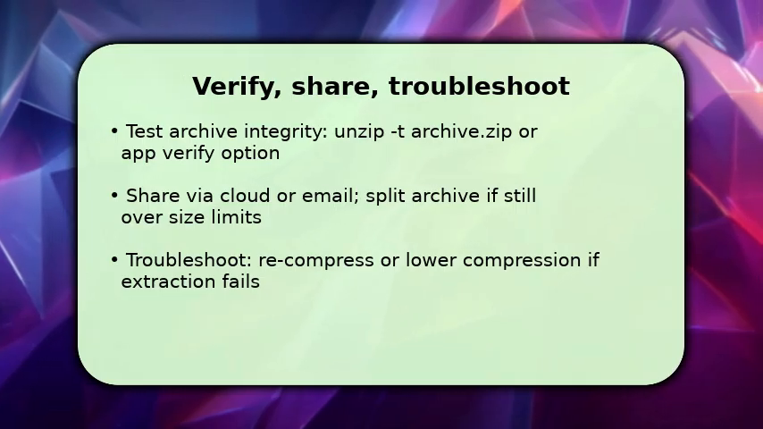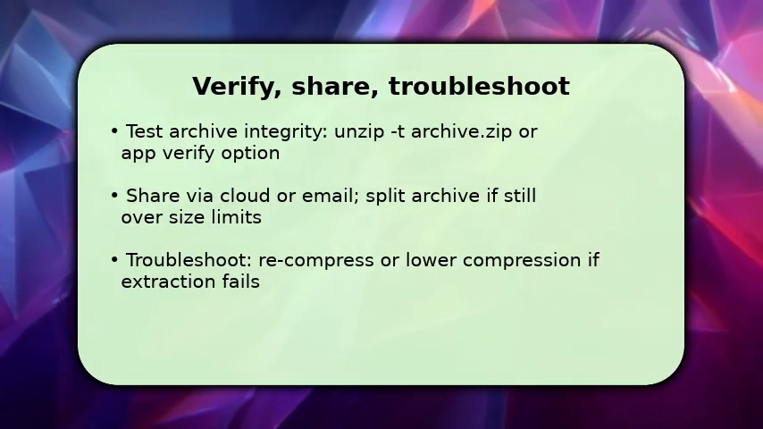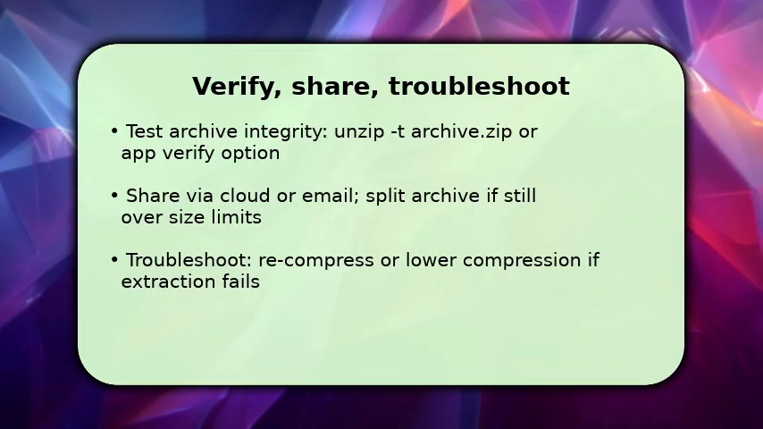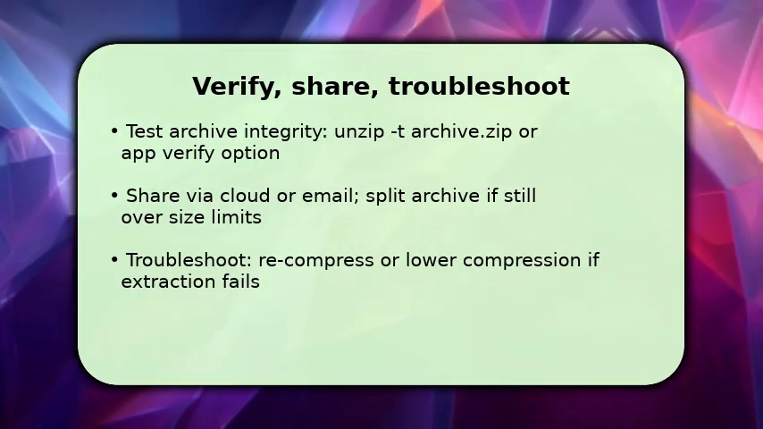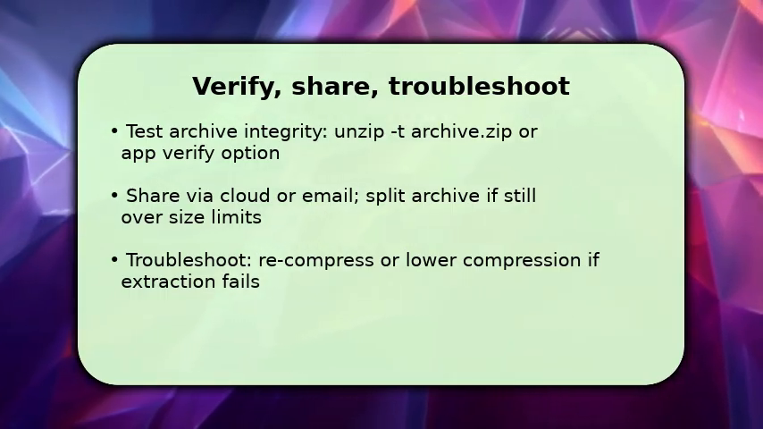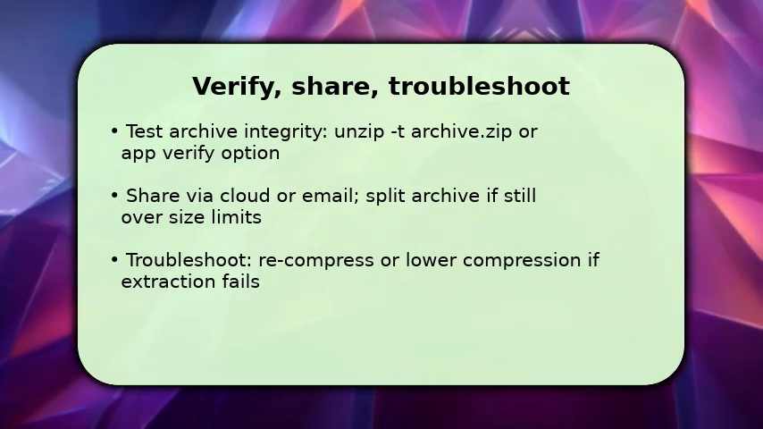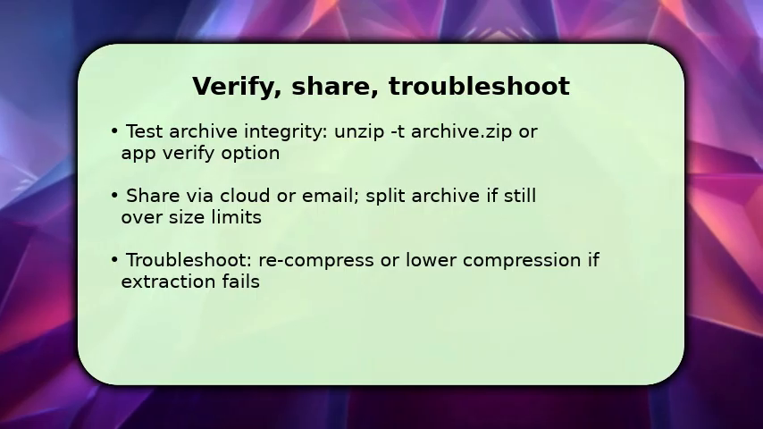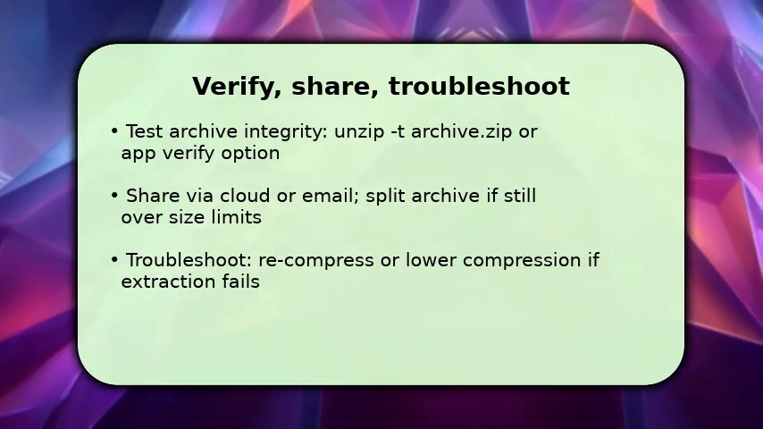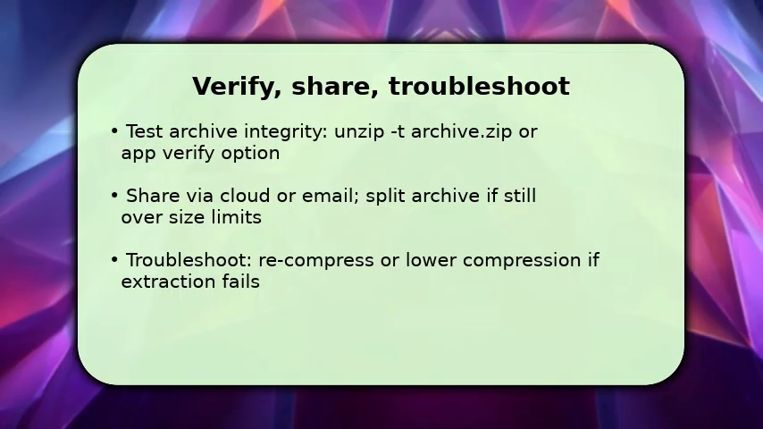If the file is still too large, split into multi-part zip parts or use higher compression tools. Make sure recipients can open the format you chose. Troubleshooting tip: if checksum or extraction fails, recompress the original files after repairing corrupted files, or recreate the archive with lower compression to reduce CPU edge cases.